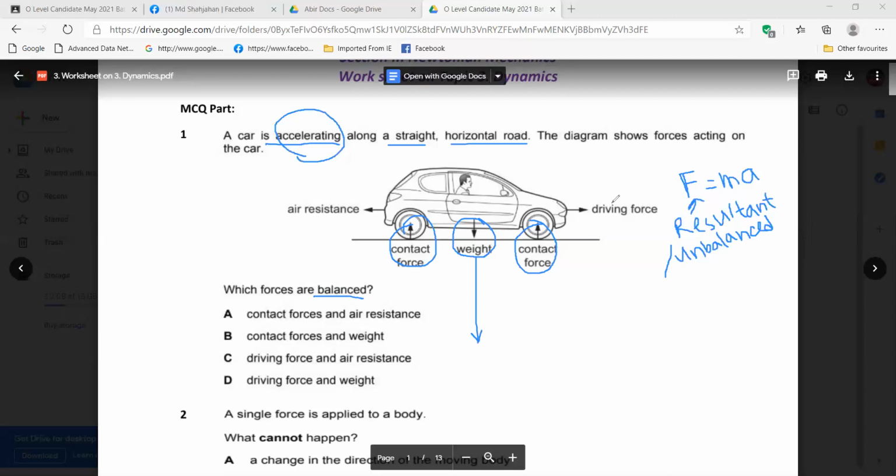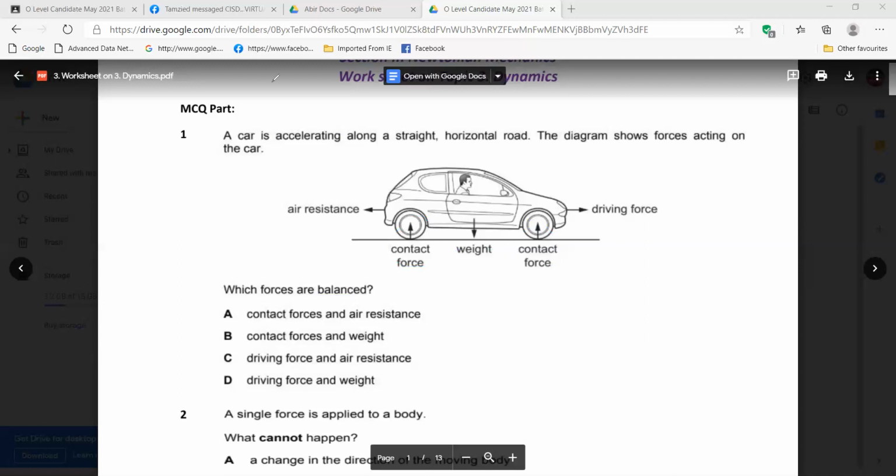So which option will be correct here? B, contact force and weight. Excellent. So you give a circle here. You already cut C, then you give a comma there, then you give B, and beside that you should write this whole explanation. Is it clear? Yes, sir. Okay, now we are going to the next question. Yes, number two, please.